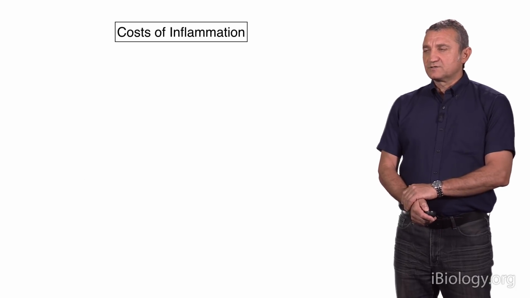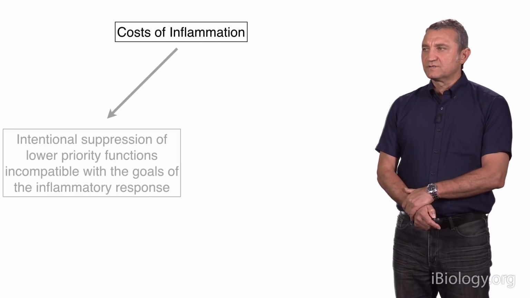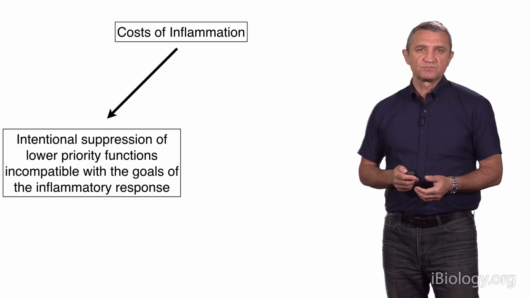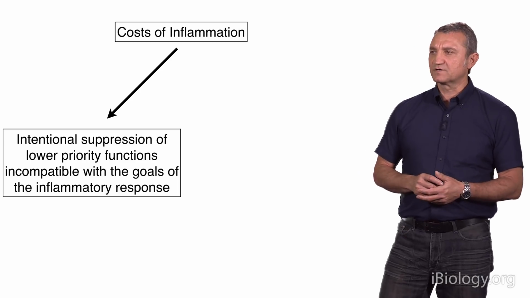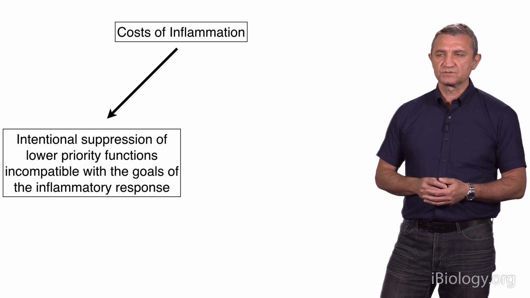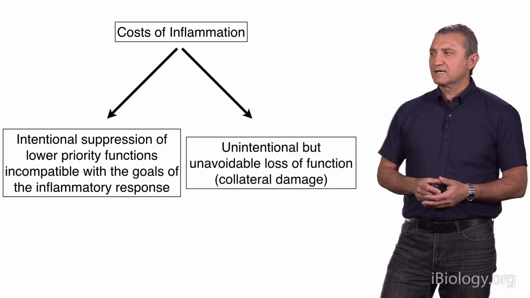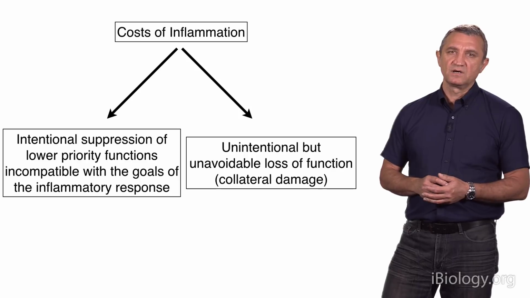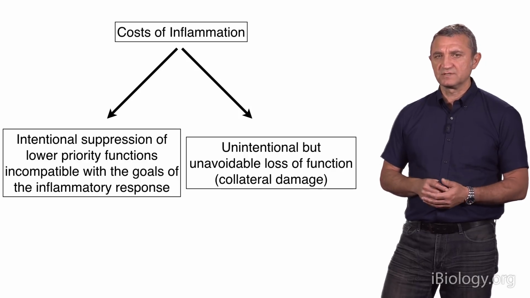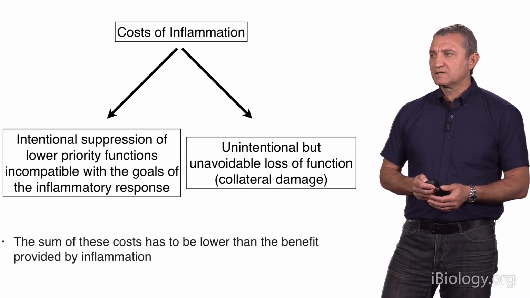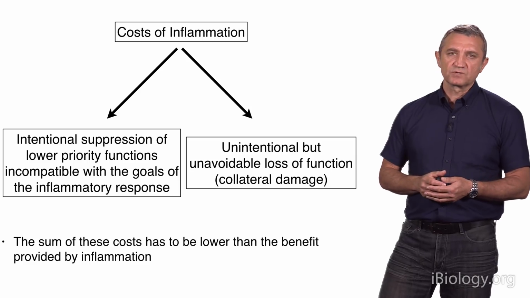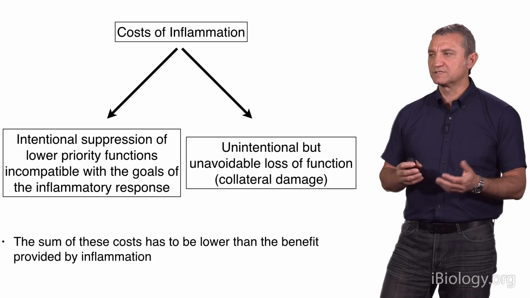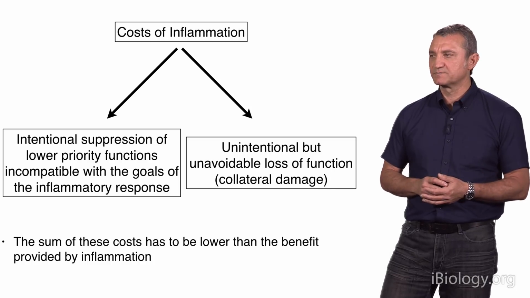As I discussed in the introductory lecture, the causes of inflammation can be broken down into two categories. The first is the intentional suppression of lower priority functions that are incompatible with the goals of the response. And the second type of causes are unintentional but unavoidable loss of function, for example, due to collateral damage. The sum of these two causes has to be lower than the benefit provided by the inflammation in order for the system to evolve the way it is.